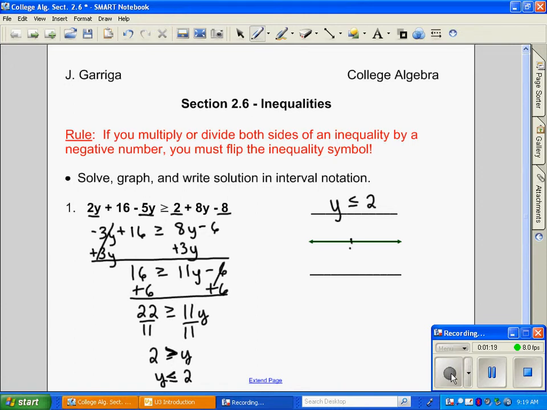Now if I have a graph, I have 2. Because this is a less than or equal to, it's going to have a bracket and shade the way the arrow points. Arrow points to the left, you shade to the left. Interval notation, I need to describe that. So that's going to be negative infinity, as I read left to right, negative infinity to 2 with a bracket.